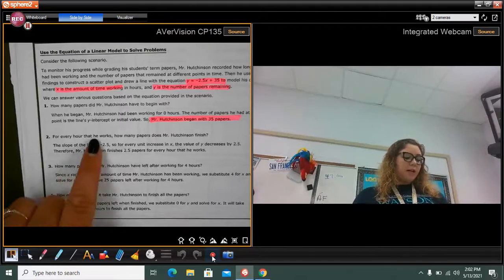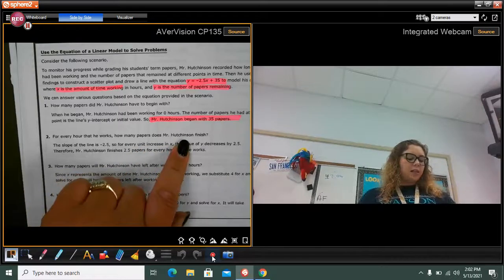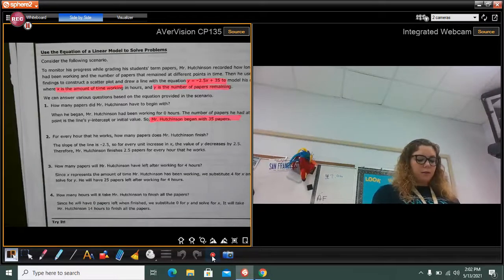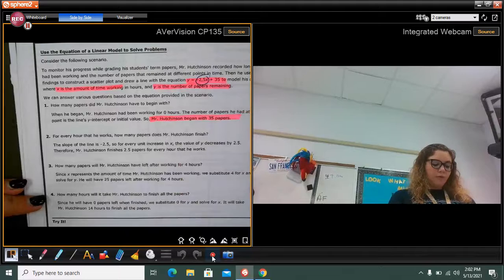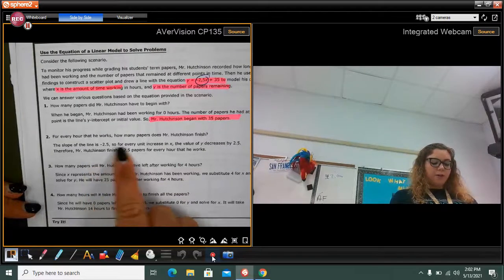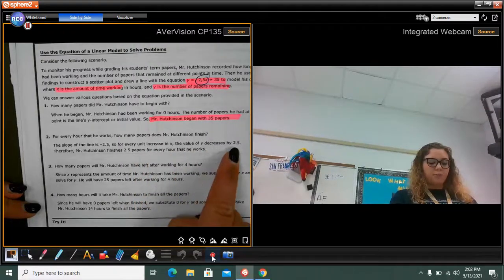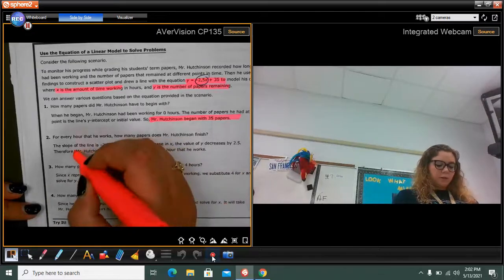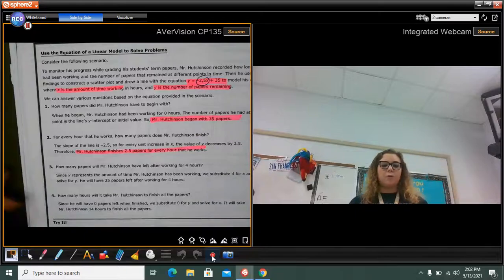For every hour that he works, how many papers does Mr. Hutchinson finish? They want to know the rate. So what is the rate? It's beside my x, my slope, negative 2.5. So the slope of the line is negative 2.5. So for every unit increase in x, the value of y decreases by 2.5. Therefore, Mr. Hutchinson finishes 2.5 papers for every hour that he works.